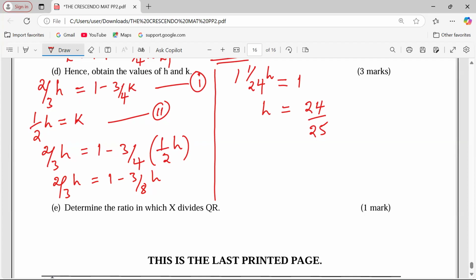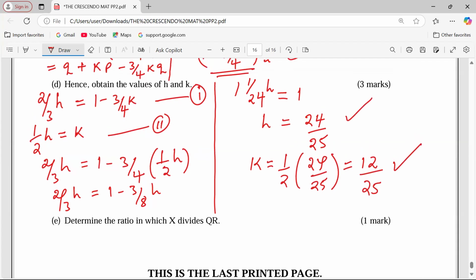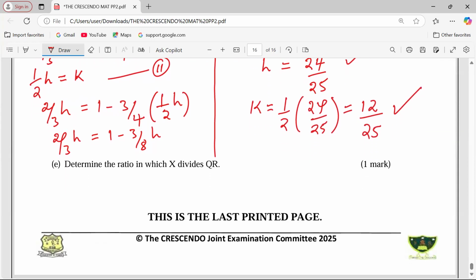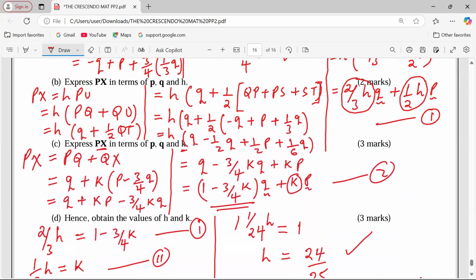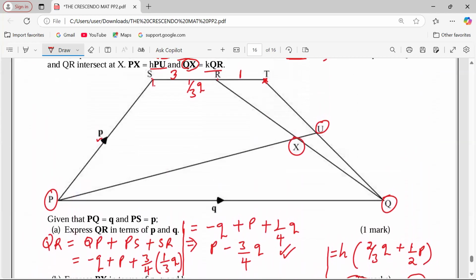That is the value of h, which means the value of k shall be half of 24/25, giving us 12 out of 25. So we have the values of h and k. And finally, determine the ratio in which X divides QR.